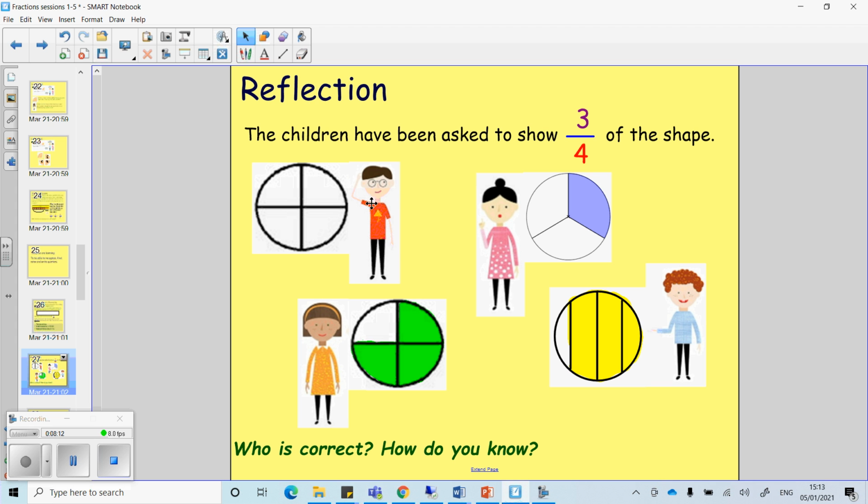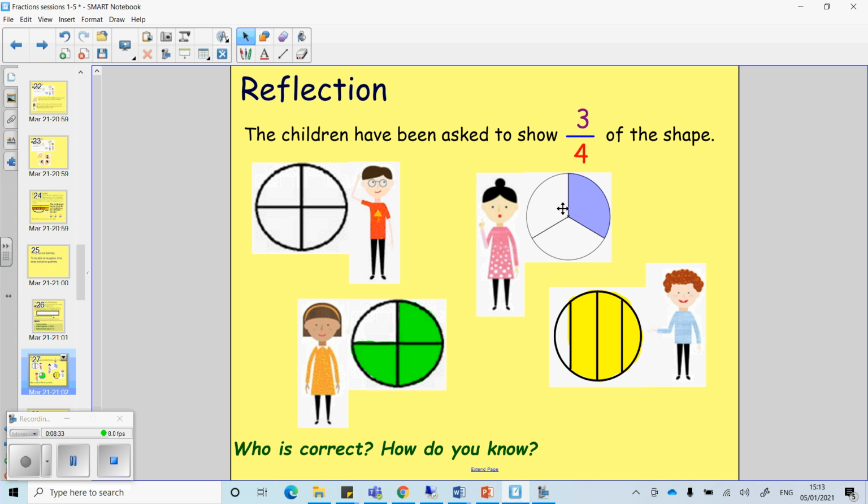Okay, so over here, this picture is completely blank. So it does have 4 equal parts, but none of them have been shaded in. So we cannot show anything. This does show quarters, but it does not show me how many quarters.